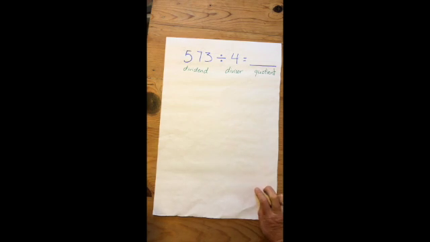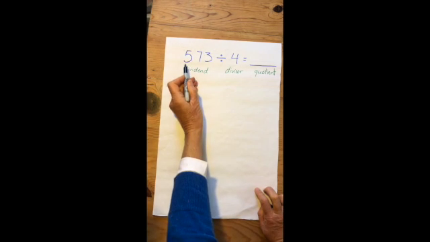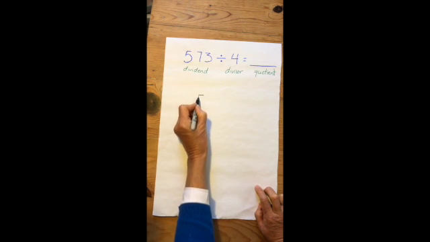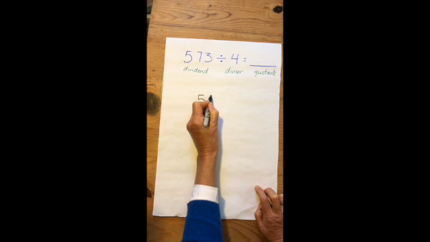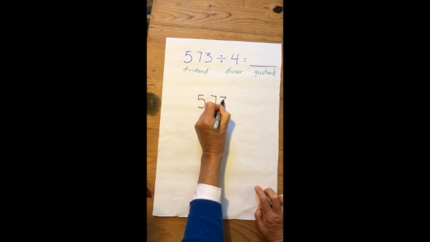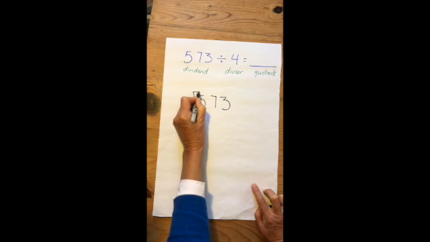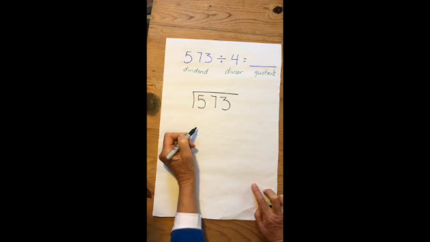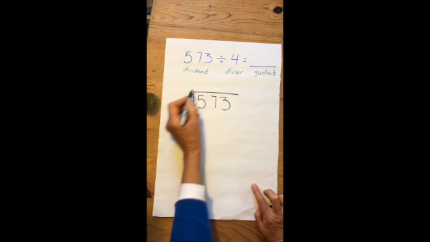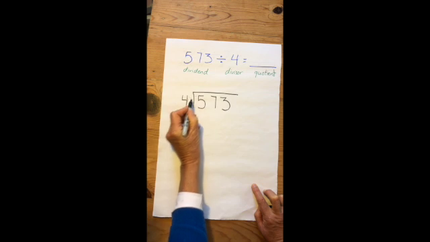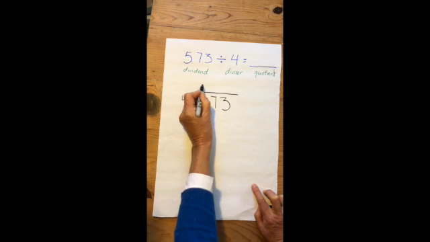To do traditional long division, the first thing you want to do is take the dividend, write it down, put it in a box, but the box looks like this. Then take the divisor and put it on the outside of the box. And then your answer will go here.